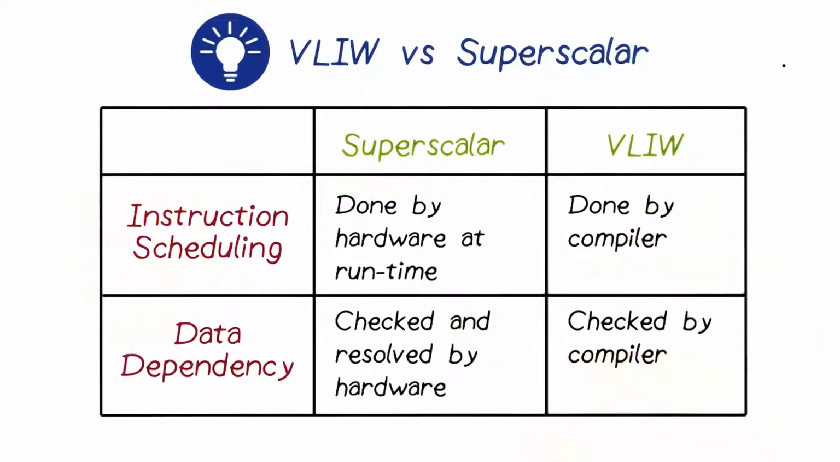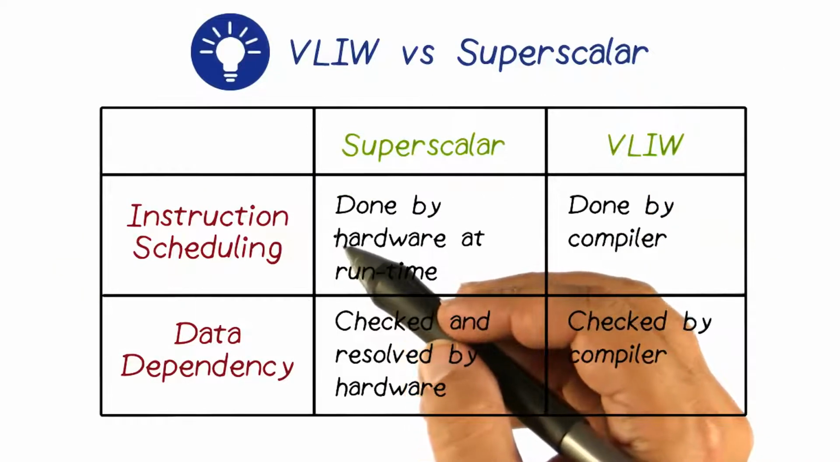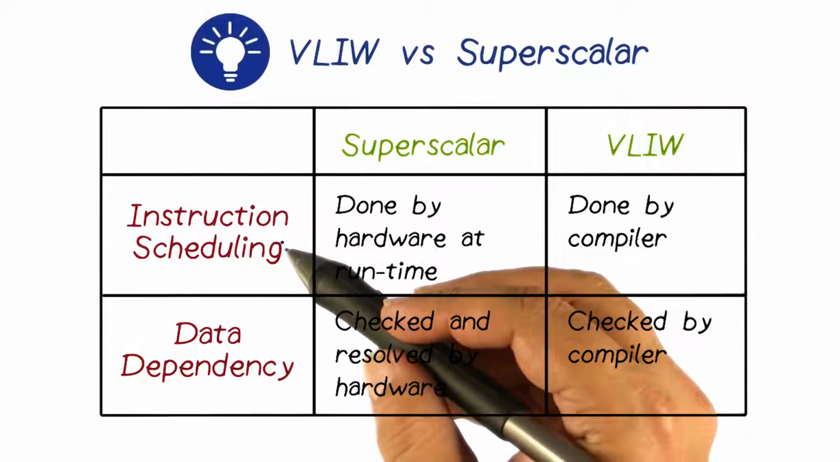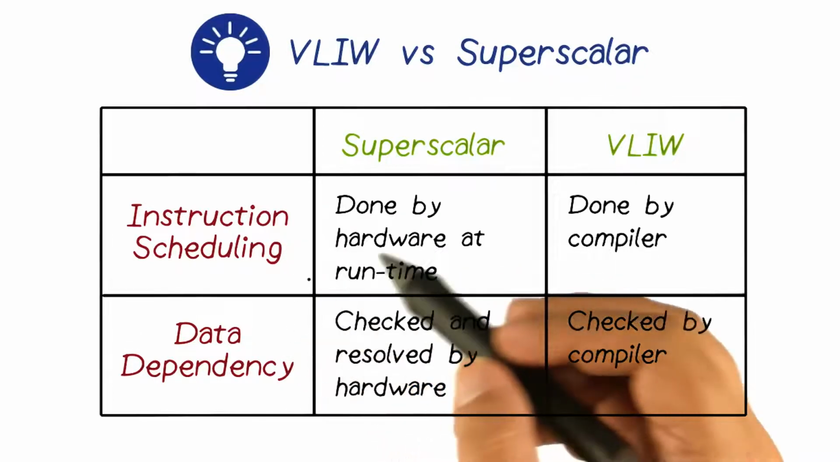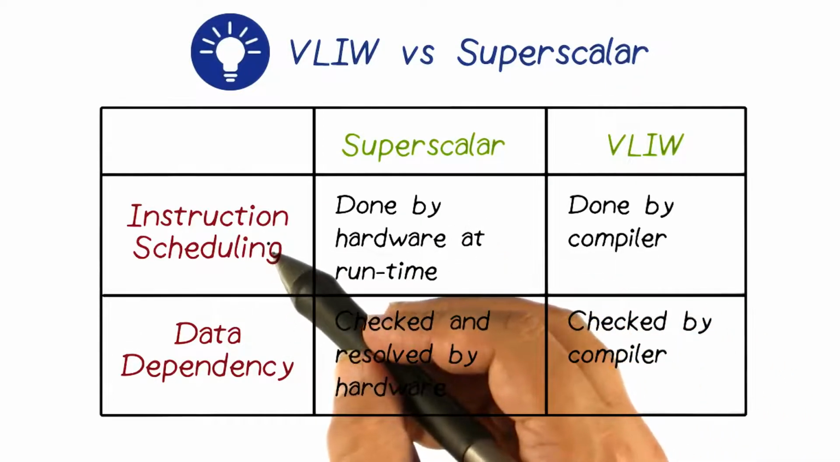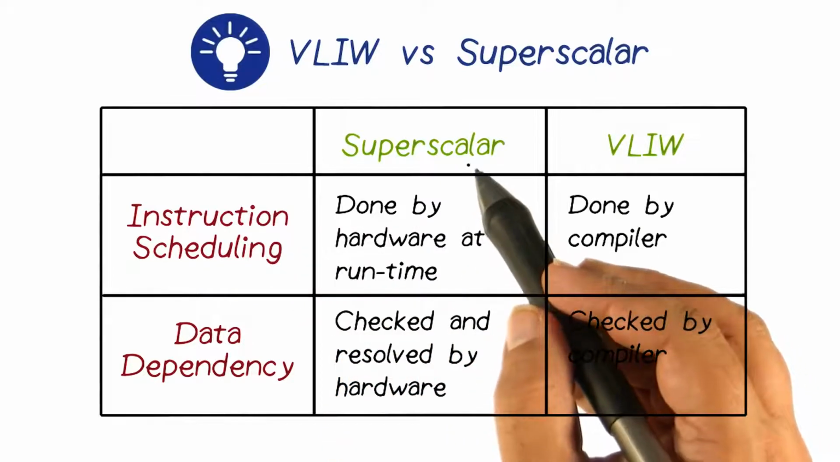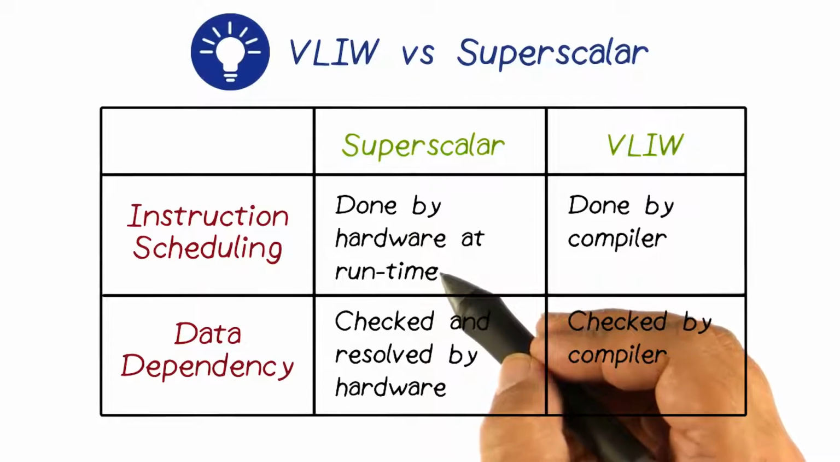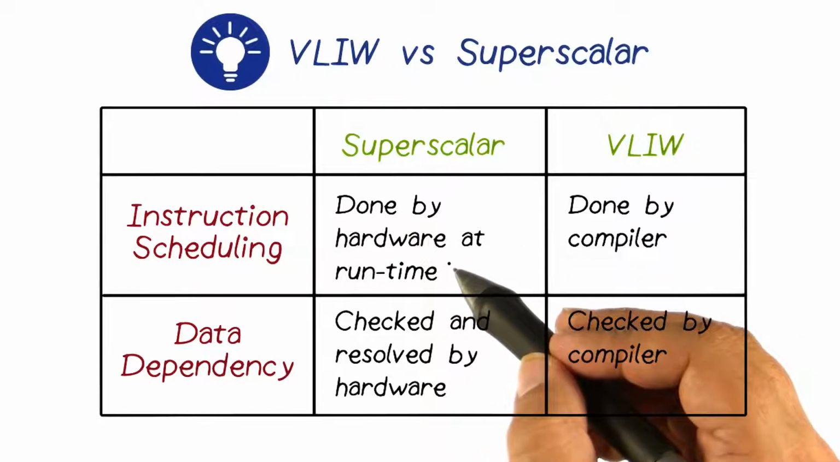Let's now study VLIW versus superscalars in terms of different aspects that we talked about, especially the instruction scheduling part and the data dependency part. So in terms of the instruction scheduling part, in superscalars, all the instruction scheduling is done by the hardware at runtime. And so the hardware is complex in that particular case.